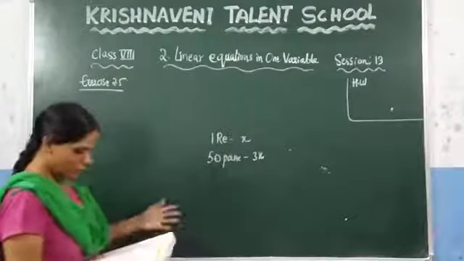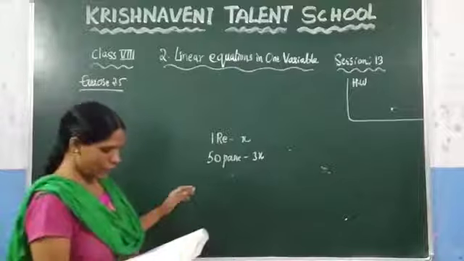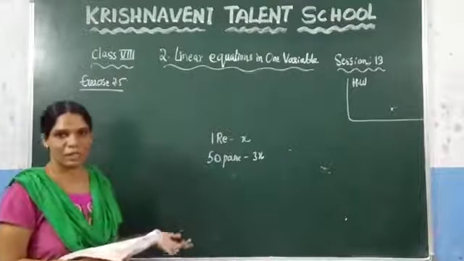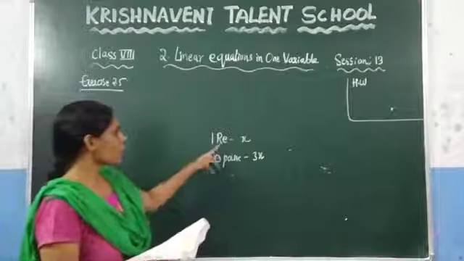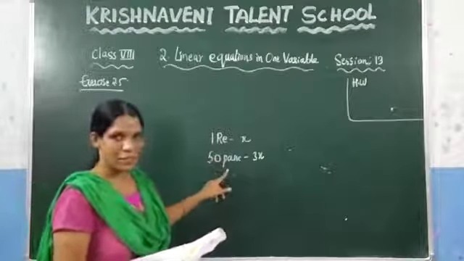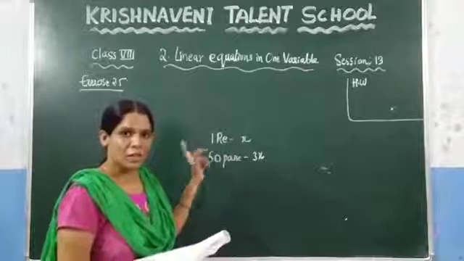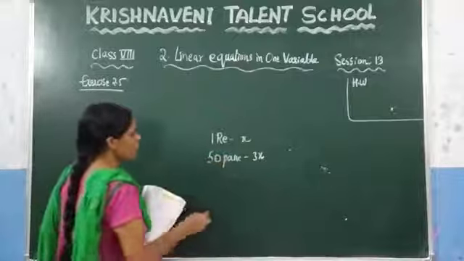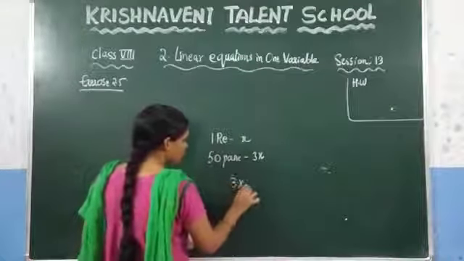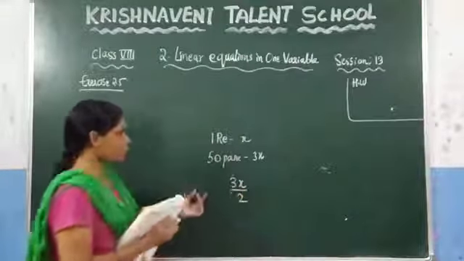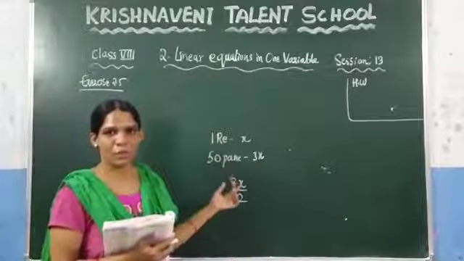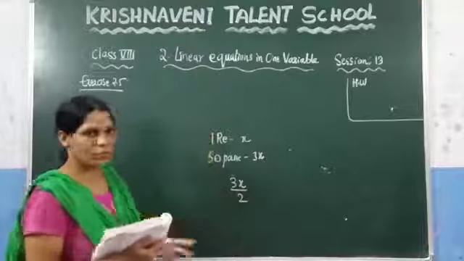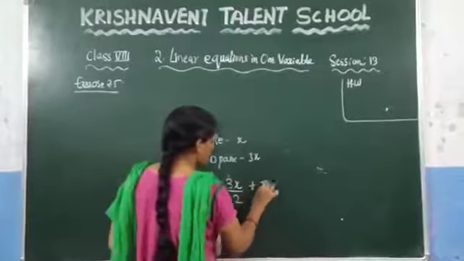Now here they have given the total money, which is 35. So if you add these two values, you have to get 35. But you can observe that here rupees are there and here paise are there. You need to convert this into one unit. If you convert into rupees, you will get 3x by 2. You know that 2 fifty paise coins combine to give 1 rupee, so if you divide by 2, you can convert it into rupees. And the number of rupees here is x.